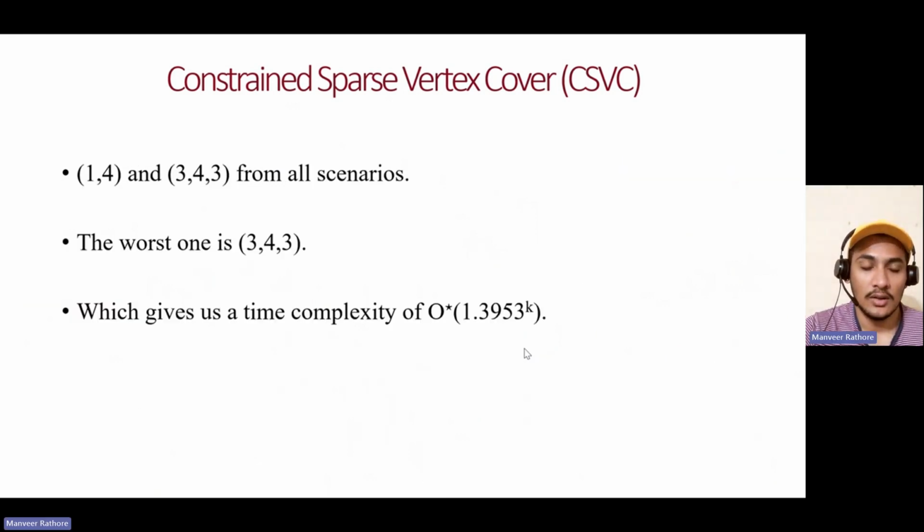Now as we have seen, from all the different components, our branching vector came out to be 1 comma 4, and 3, 4, 3. So the first one is 3, 4, 3, which gives us a time complexity of 1.3953 to the power k.